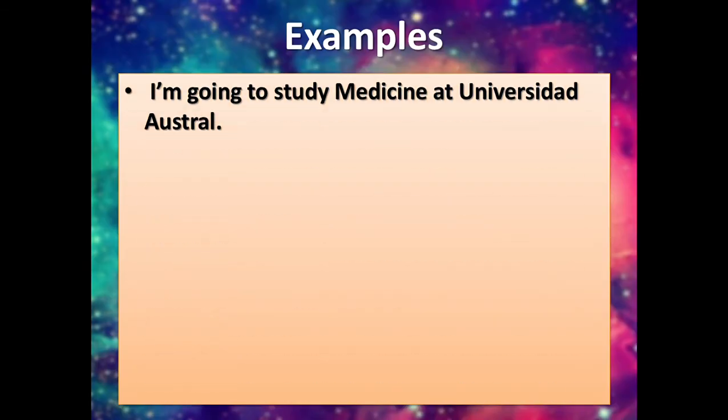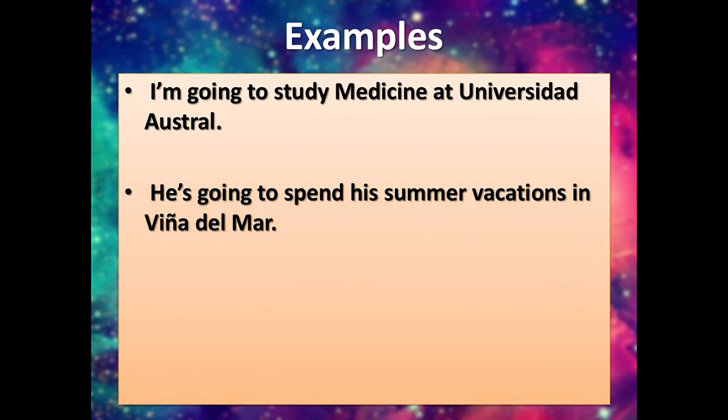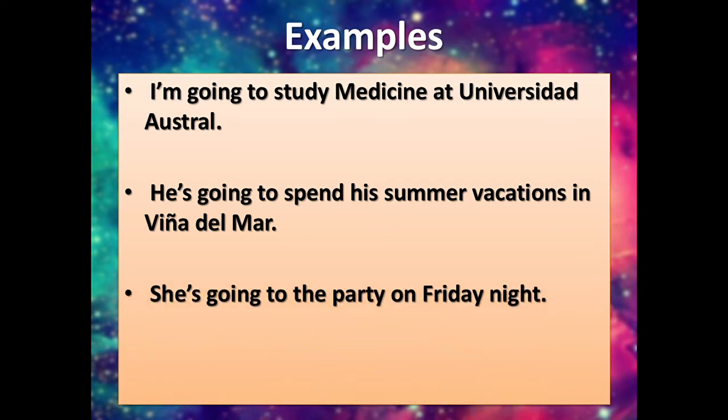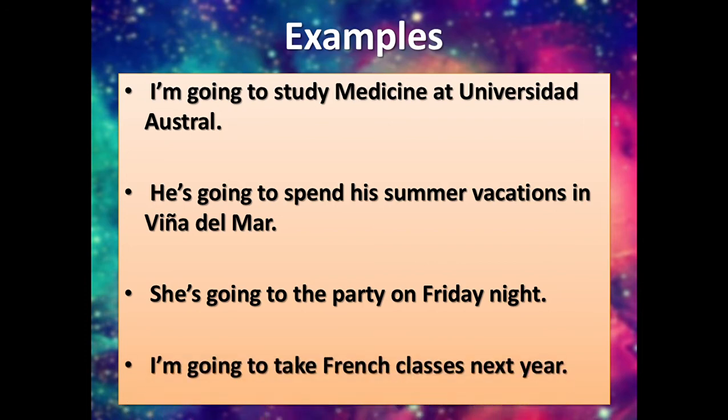Let's know some activities for examples. I'm going to study medicine at university. He's going to spend his summer vacations in Viña del Mar. She's going to the party on Friday night. I'm going to take French classes next year. So with I, use am going to. With he or she, use is going to. With plural, use are going to.